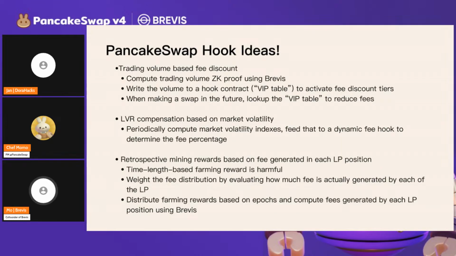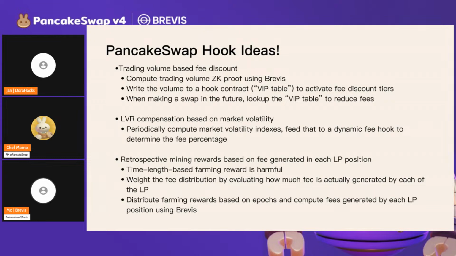So, to quickly go through some of the potential hook ideas, the trading volume based fee discount is the example that I just mentioned. You can compute the trading volume in a ZK proof using Brevis and write the volume to a hook contract, which is effectively acting as a VIP table to record who is a VIP. And when making a swap in the future, this hook contract will become a before swap hook, and you can look up the VIP table and reduce the fee for the user, right? So that's one possible thing.